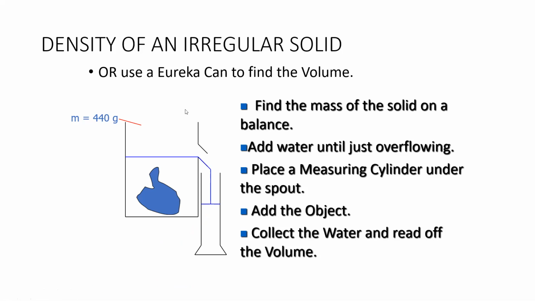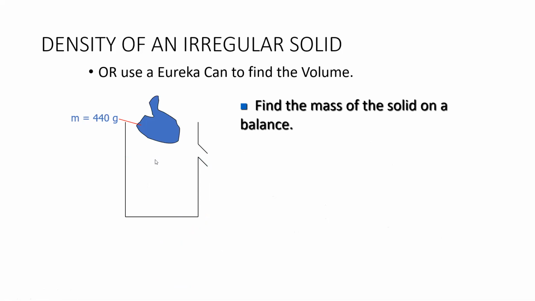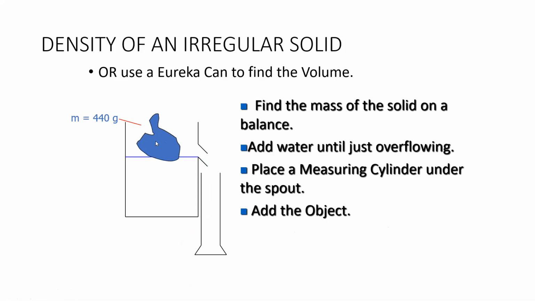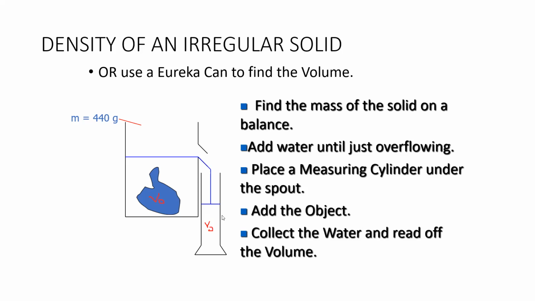So basically what happens, you take a Eureka can and fill it with water. When you add this object into the Eureka can, the water will come out. The volume of this object is the same as the volume of the liquid which comes out. So you will read a measuring cylinder, like 40 cm cube. So the volume of the object is 40 cm cube, and the mass we already measured by a balance. Mass divided by volume, we will get the density of the object.